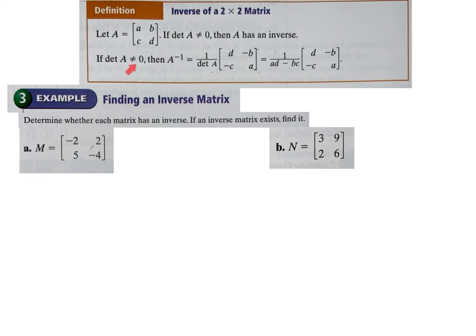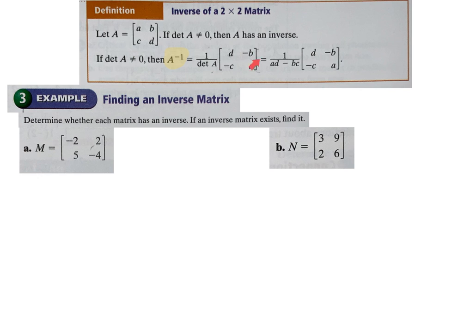If the determinant is not 0, then the inverse. This is the notation for inverse, so pay attention to this. A to the negative 1 indicates you're finding the inverse. What you do is you take your determinant and you put 1 over the determinant. So if it's 2, you would put 1/2 here. All right, 1 over the determinant.